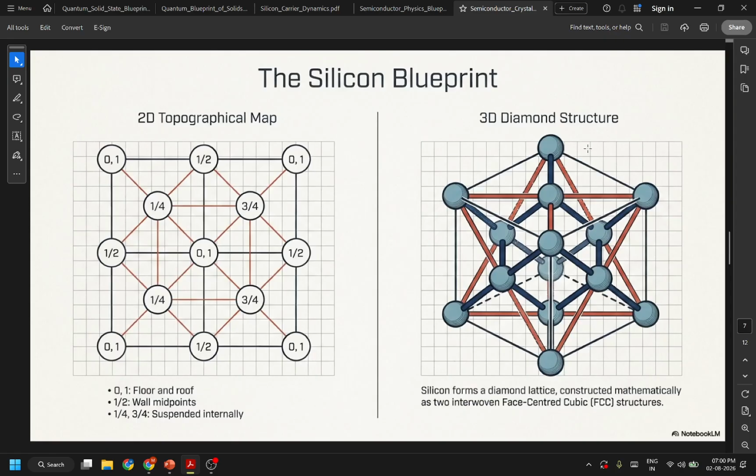So this is called the 3D diamond structure. Silicon forms a diamond lattice, which is constructed mathematically as two interwoven FCC structures. So you have one FCC structure, and you translate it by 1/4 to get the second lattice.